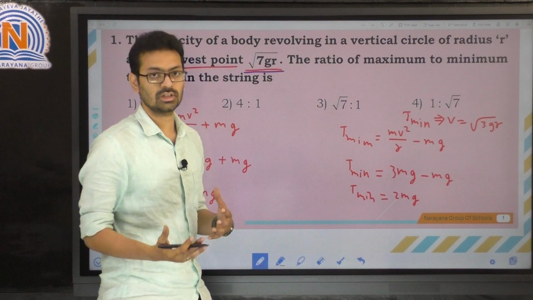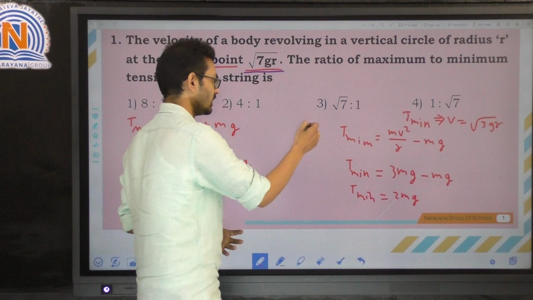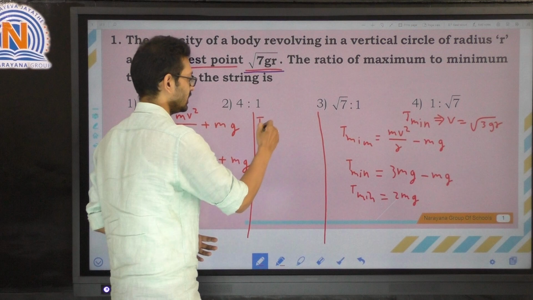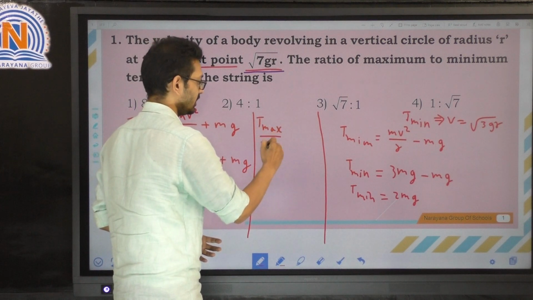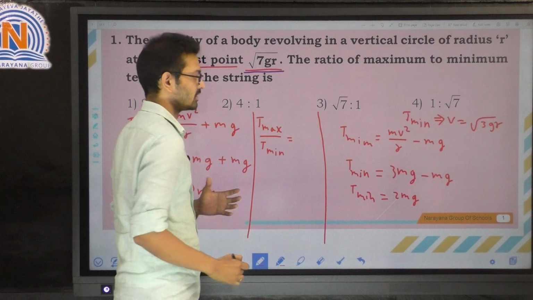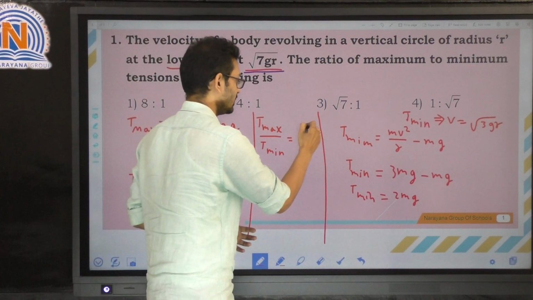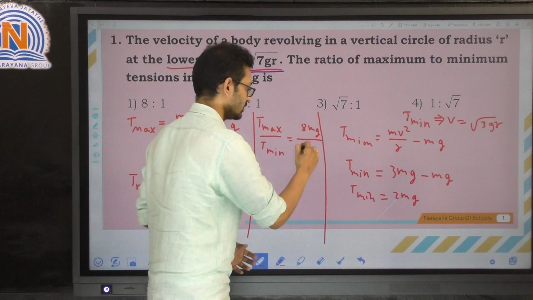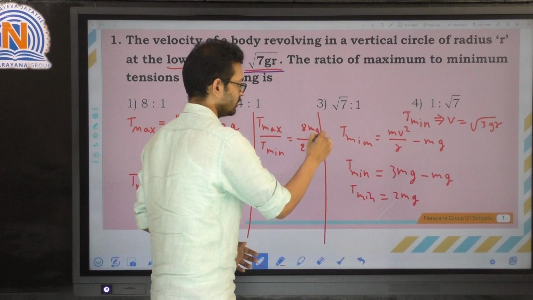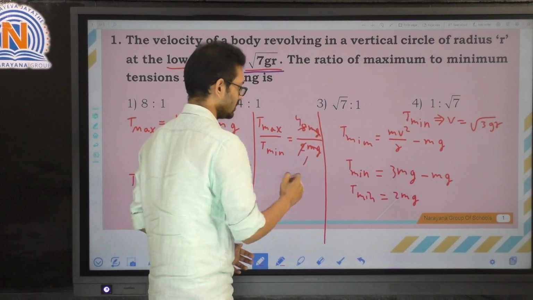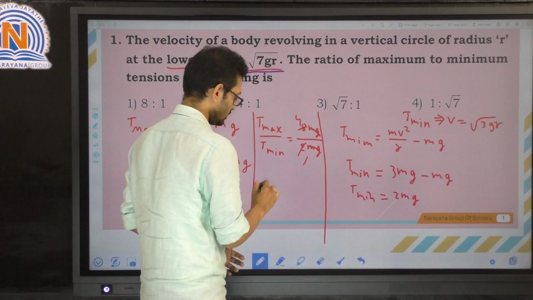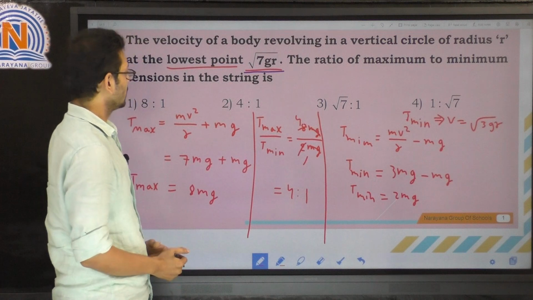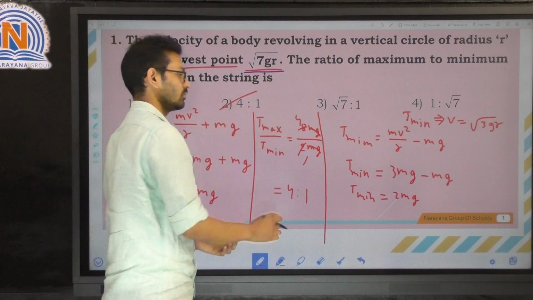When I try to find the ratio of these both, T max and T min: T max is given as 8 mg and T min is given as 2 mg. So mg gets cancelled, 2 ones are 2, 2 fours are 8. So the ratio over here is 4:1. That is option number 2.